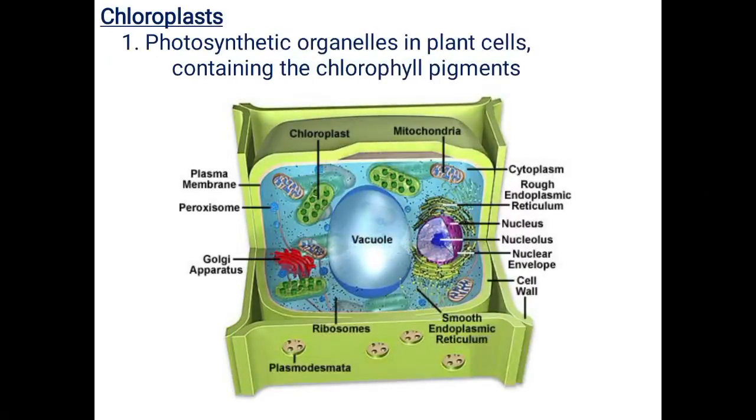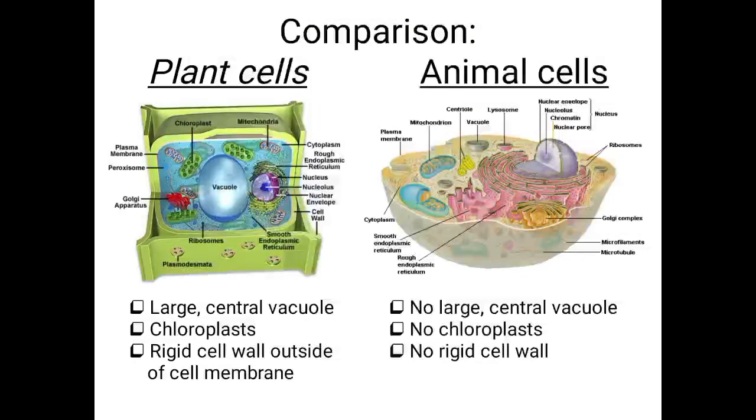Then chloroplast. Chloroplast is the green photosynthetic pigment which helps to trap the sunlight and convert it into useful energy. It will convert the sun energy, light energy, into chemical energy. So it is a photosynthetic pigment. So finally, coming to the comparison of plant cells and animal cells.